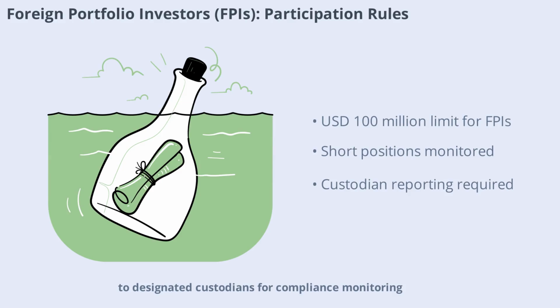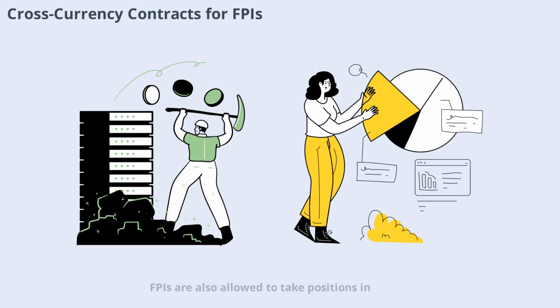FPIs are also allowed to take positions in cross-currency futures and options without establishing underlying exposure within position limits set by the exchanges. This enables FPIs to hedge and manage risks across multiple currency pairs, supporting their investment strategies in India.